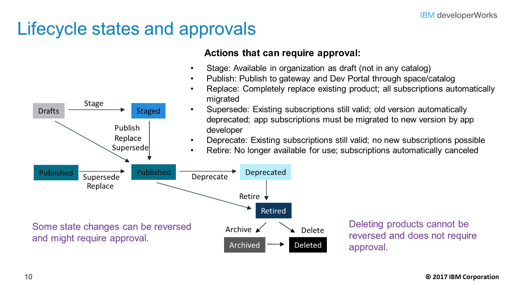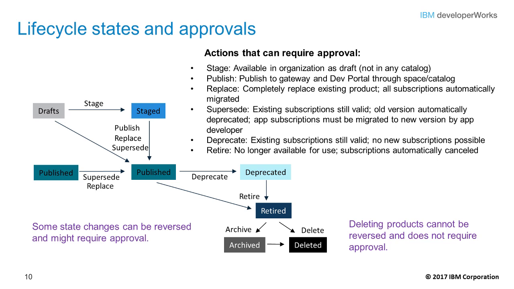Superseding a published product means that the old version still works, but it's placed in a deprecated state and existing subscriptions are still valid. However, the application developers must migrate their subscriptions to the new version of the product. Replacing the product simply replaces the existing product and all subscriptions are automatically migrated.